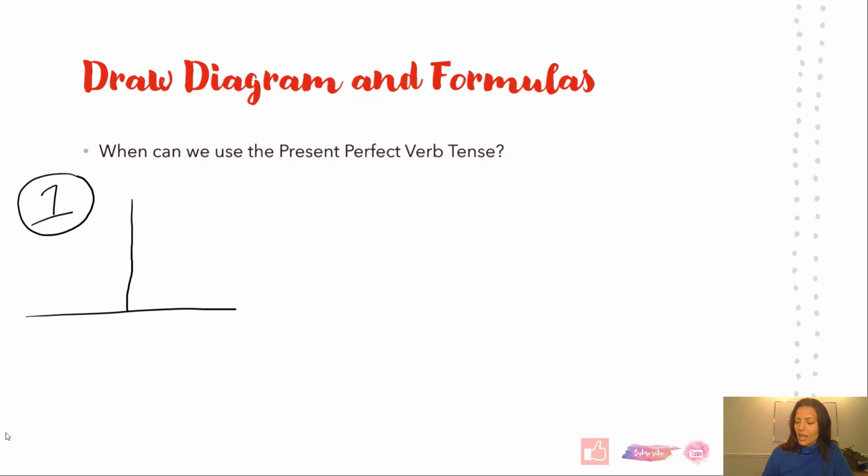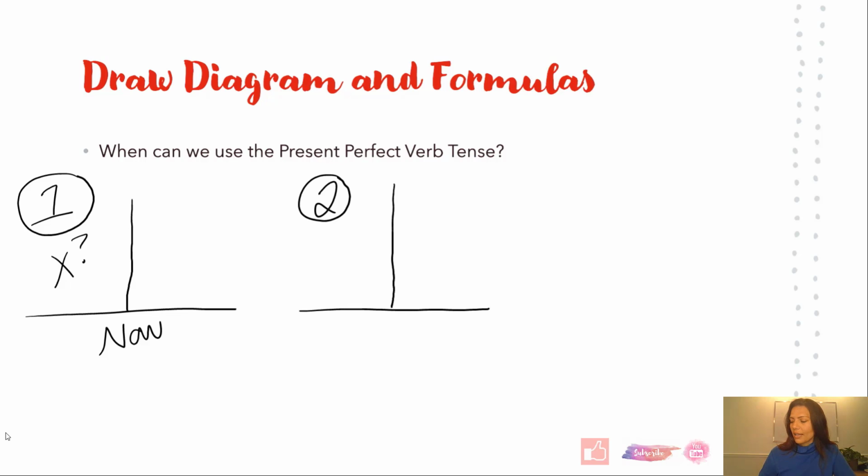So let's say this is a timeline and this is now. If something happened in the past at an unspecified time, I can use a present perfect, like I have been to Japan. Or another way we can use a present perfect, again, the timeline, if this is now. If something happened repeatedly again and again in the past, I have been to Japan 3 times. I can use the present perfect.